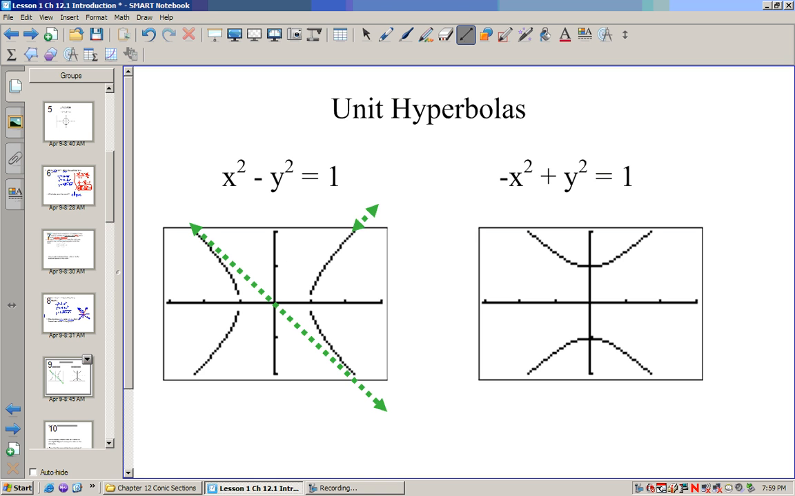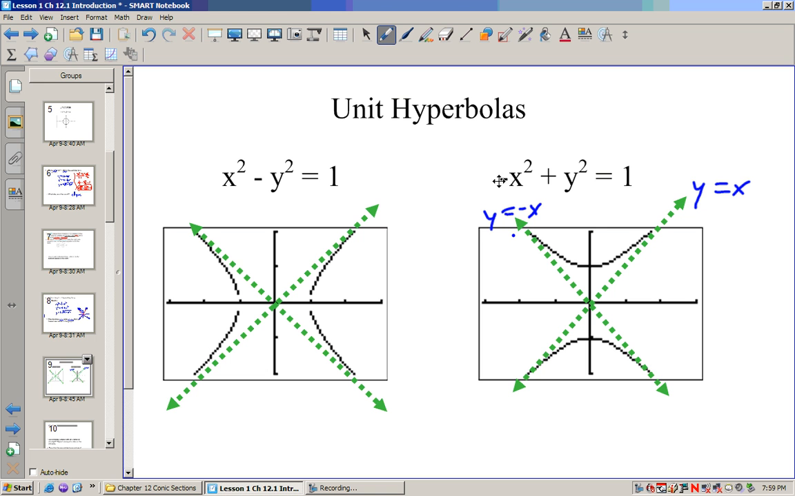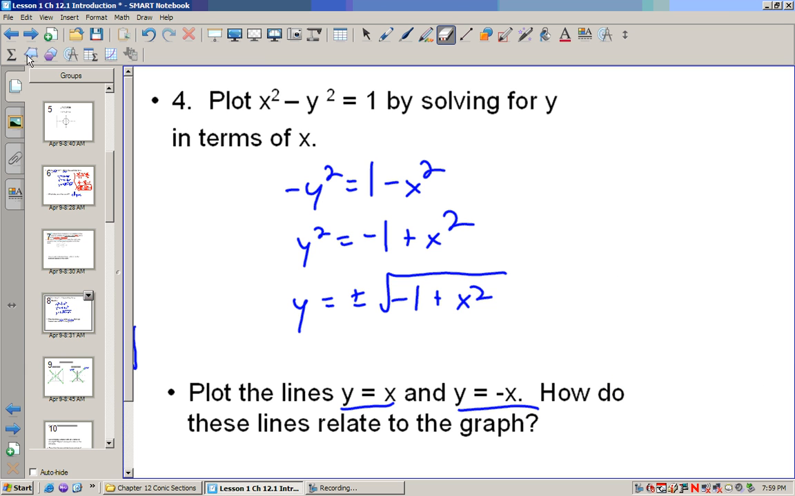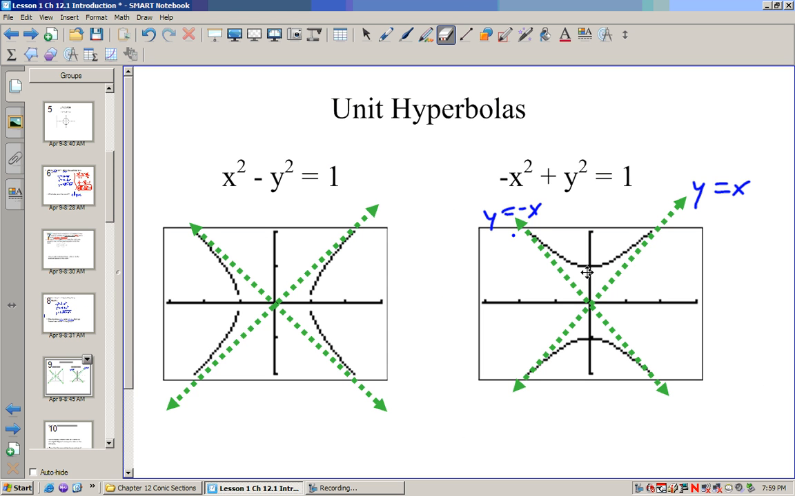That's the y equals negative x. That's the y equals x. And they're the same two equations that you would use for this function, or for this equation. So this would be y equals x, y equals negative x. If the negative is on the x, it goes up and down. If the negative is on the y, it goes left and right. And here, clearly the negative is on the y, so it should have been left to right. That's just a big mistake. All right, so those are your unit hyperbolas.